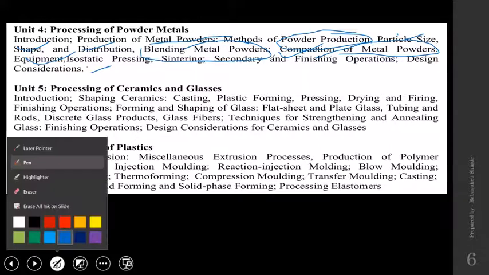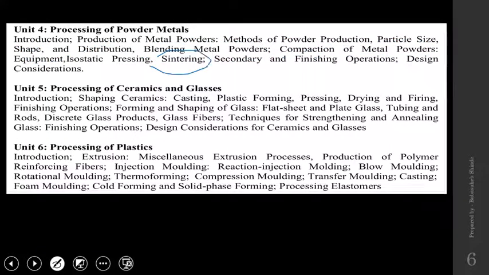Then the next stage is sintering, that is heating that raw shape to a certain temperature so that the binding material will melt and the metal powders will bond together. That process is called sintering, and this is followed by the post-sintering operations that we need to do.